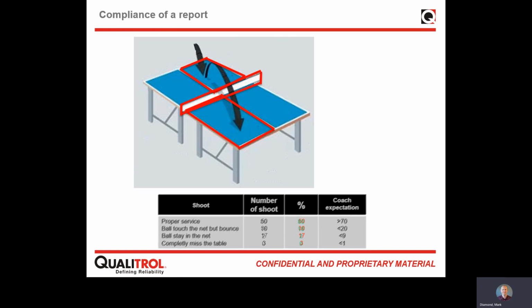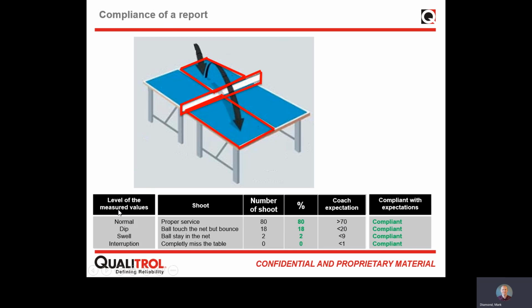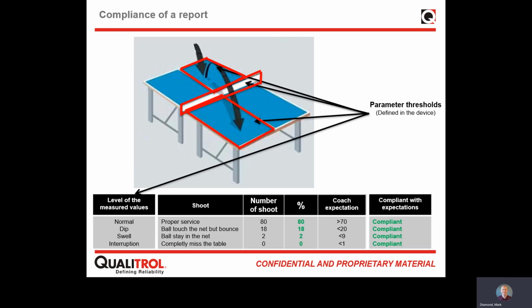And if we did it again and we ended up with 80 shots going over the net with proper service, bouncing on both sides, and 18 hit the net, balls touched the net but did not bounce, it's less than our coach's expectation. So we are now compliant, and those can be applied equally to the measurements that we're talking about in the PQ world. So we've got dips, swells, and interruptions, and they could be measured in that same way. And that's simply how we measure compliance with regards to the triggered recordings, the parameters that we're looking for, and the compliance thresholds that are set. So the EN 5160 sets those thresholds and the parameters that we need to look at.